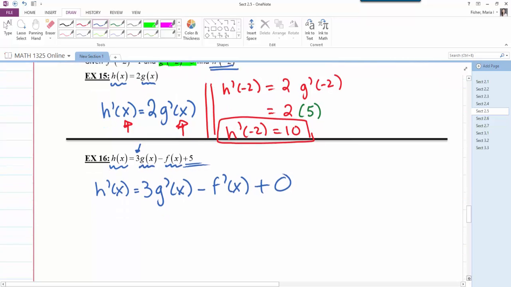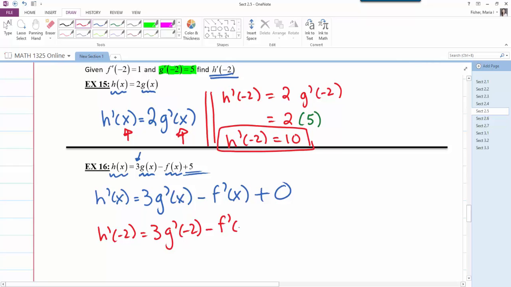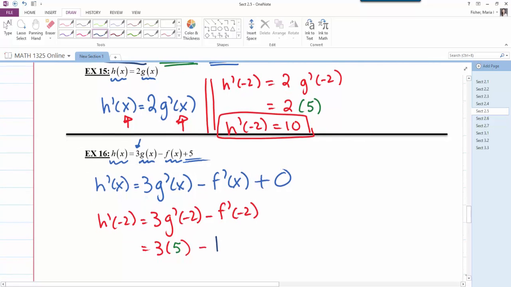Well, do I have enough information now to find h prime of negative 2? I sure do. H prime of negative 2 is going to equal 3 times g prime of negative 2 minus f prime of negative 2. Again, I don't need to write my plus 0. So this is going to be 3 times, what's g prime of negative 2? Again, that g prime of negative 2 is 5. Minus, what's f prime of negative 2? Well, my f prime of negative 2 is equal to 1. So I have 15 minus 1, or 14. So h prime of negative 2 is equal to 14.